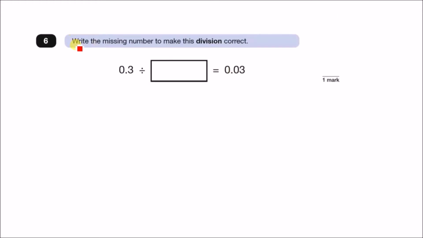So here we need to write the missing number to make this division sum correct. Okay, so this is a direct answer. So we need to know that 0.3 divided by something will give us 0.03.